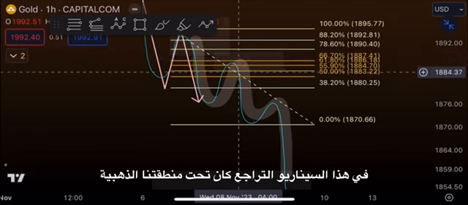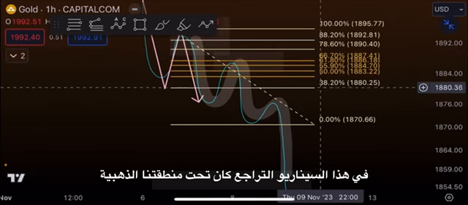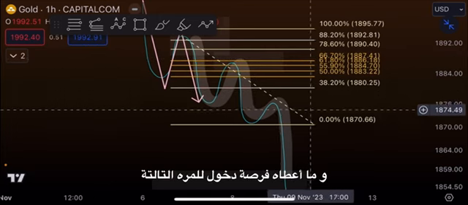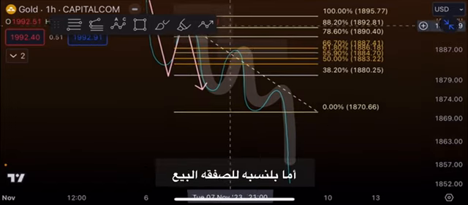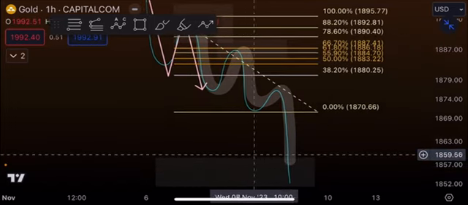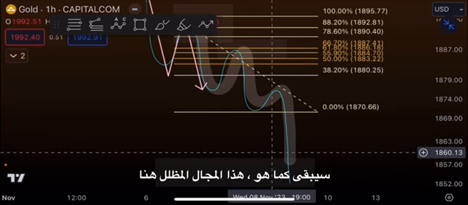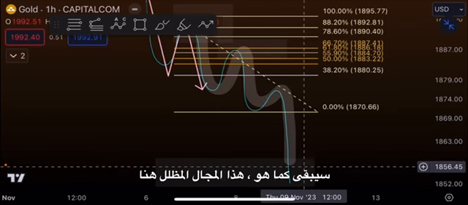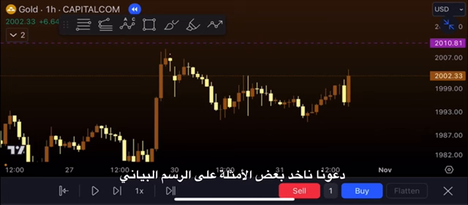In this scenario, our pullback was below our golden zone, so we can't enter for the third time. And as for the take profit for both sell trades, they will remain the same, which is this area that we highlighted right here. So now let's take some chart examples.